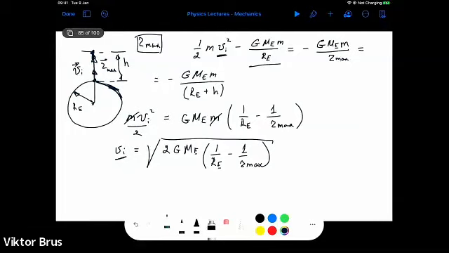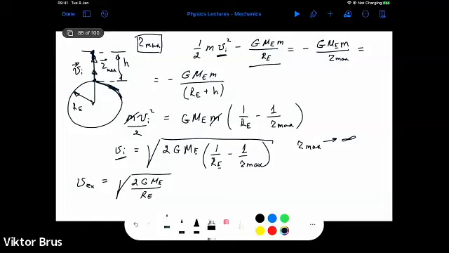So now we can consider a special case, the so-called escape speed or second space speed. Escape speed is the speed of this projectile which is required to move the object away from the Earth completely. So R maximum approaches infinity. If that is the case, then escape speed for the projectile will be equal to square root of 2GM, where M is the mass of the Earth, divided by the radius of the Earth.